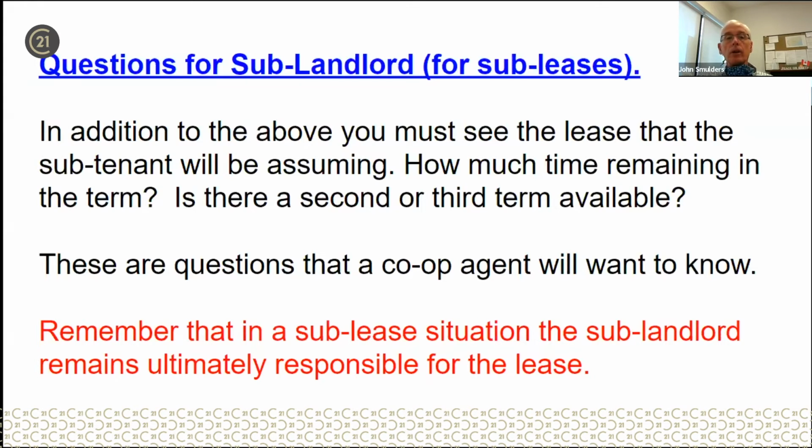Okay, I saw one a few weeks ago. The subtenant was trying to lease a place out for 4 months. There was no second or third term available. Oh my goodness. Do you think he could get it leased out? No, he could not. How much time remaining in the term? Are there second or third terms available? Questions that a co-op agent will want to know.